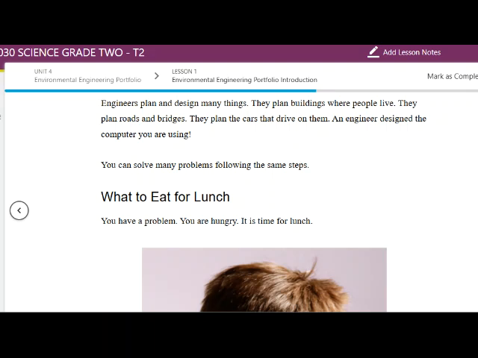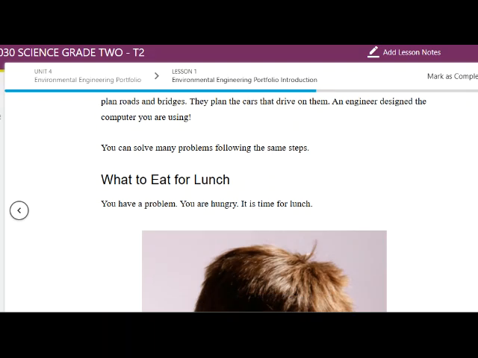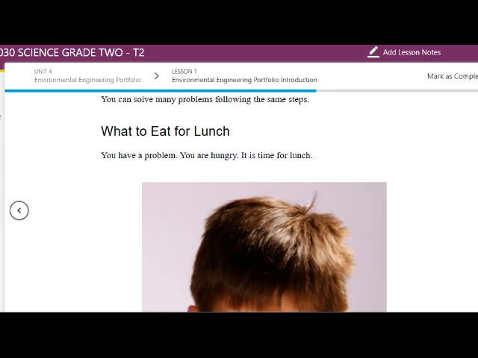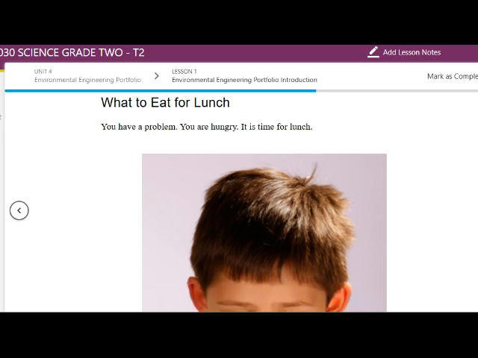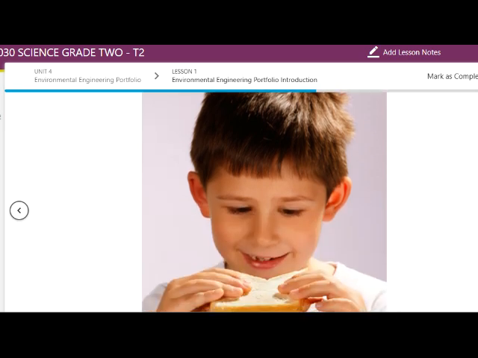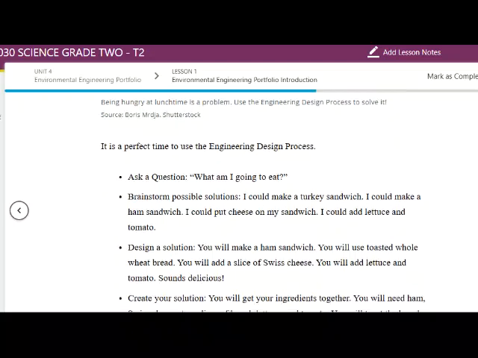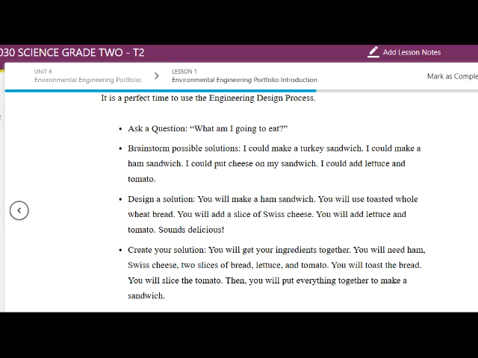They plan buildings where people live. They plan roads and bridges. They plan cars that drive on them. An engineer designed the computer you are using. You can solve many problems following the same steps. What to eat for lunch? You have a problem. You are hungry. It is time for lunch. It is the perfect time to use the engineering design process.